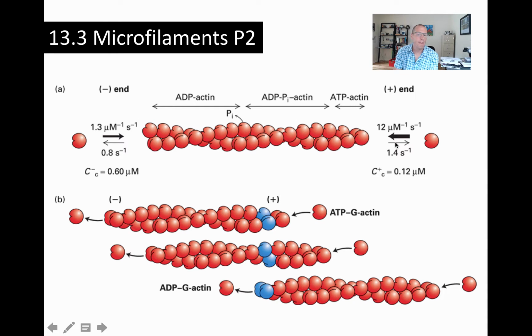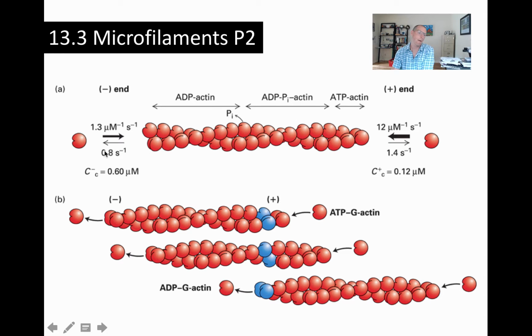So there's a big difference. The association rate at the plus end is much higher than down here. And let's look at the dissociation rate. That's the rate that the actin comes off at the ends. So here it's 0.8 per second, and here it's 1.4 per second. So these are nearly the same, to be honest.